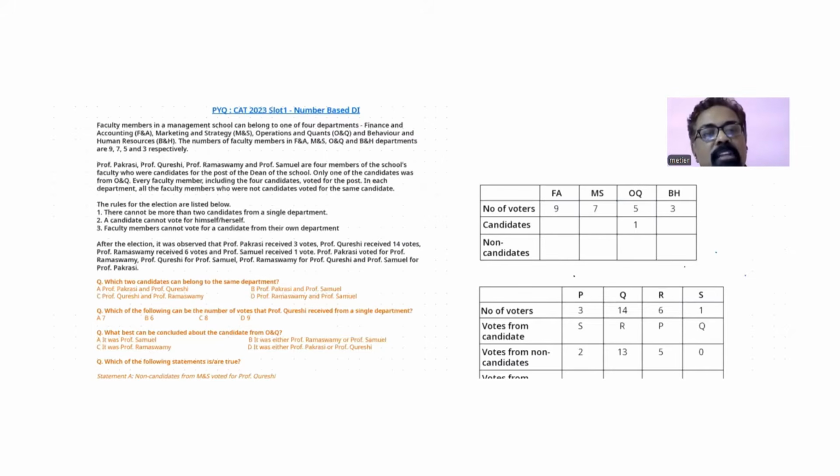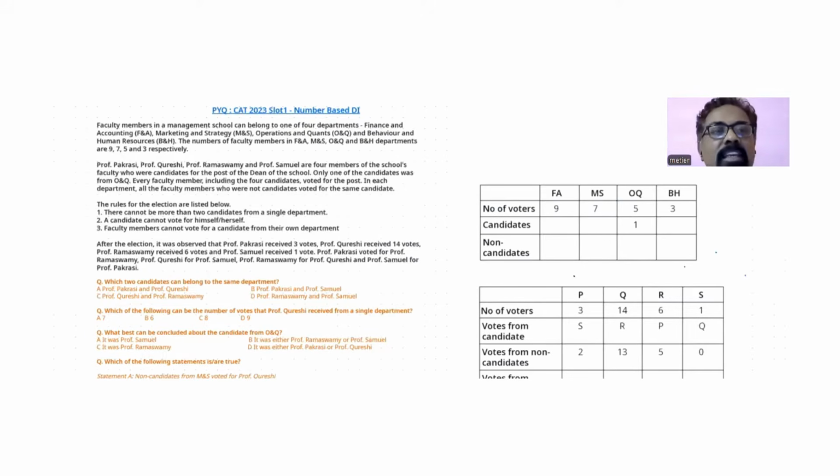Now, Professor Pakrashi, Professor Qureshi, Professor Ramaswamy, and Professor Samuel are 4 members of the school's faculty who were candidates for the post of dean of the school. For the election of the post of dean, there are 4 candidates. From now onwards, we will go with Professor P, Professor Q, Professor R, and Professor S, the first letters of their names. Next, only one of the candidates was from OQ. So there are 4 departments, and from OQ we have only 1 candidate. So obviously, the rest 3 candidates will be from the rest 3 departments.